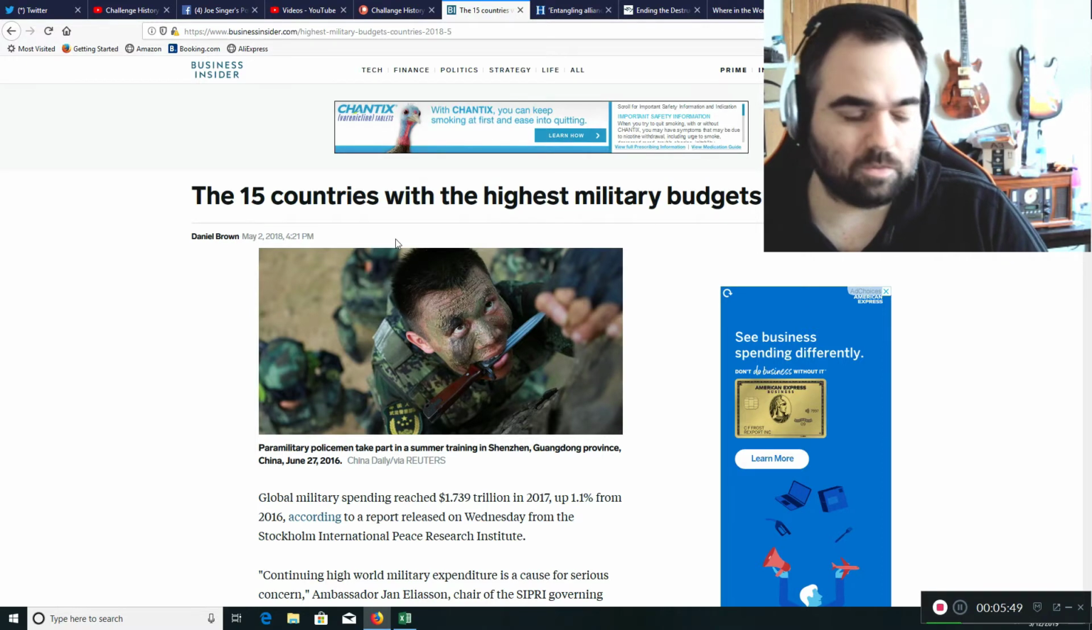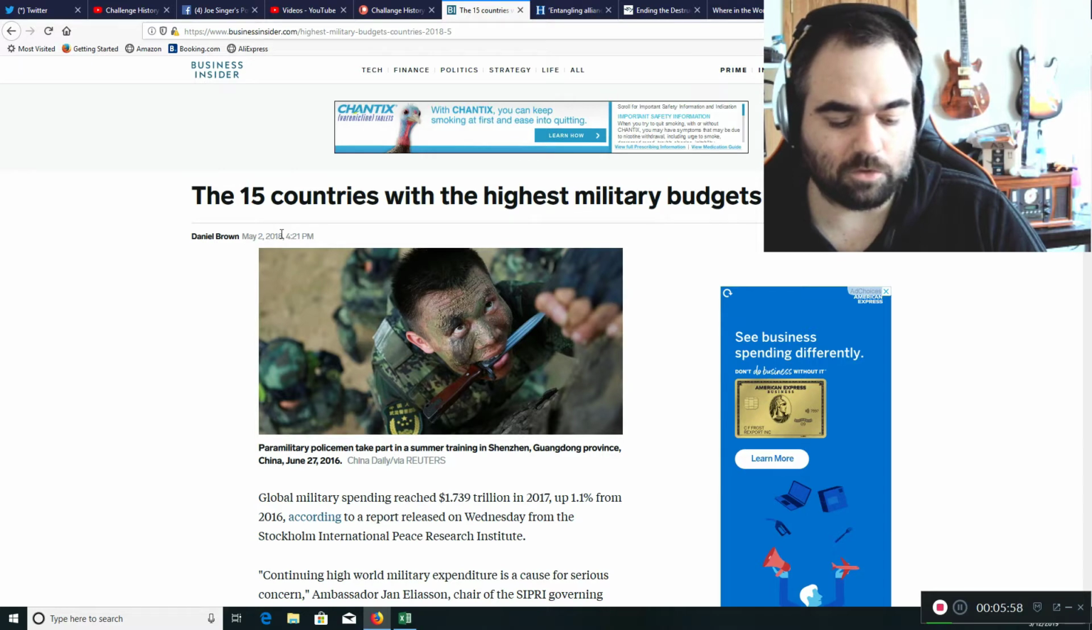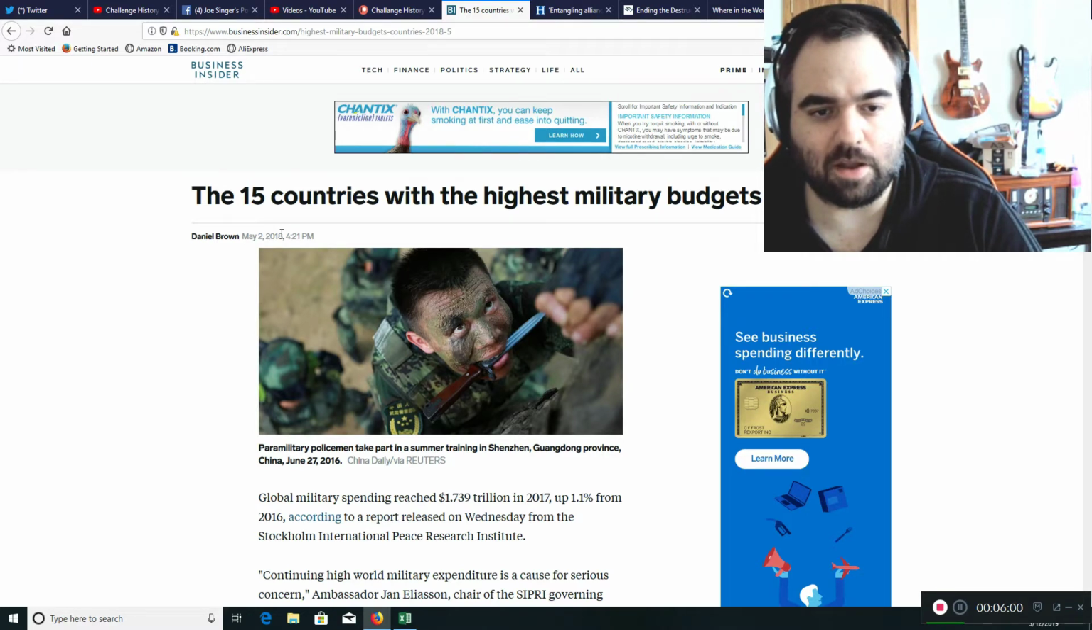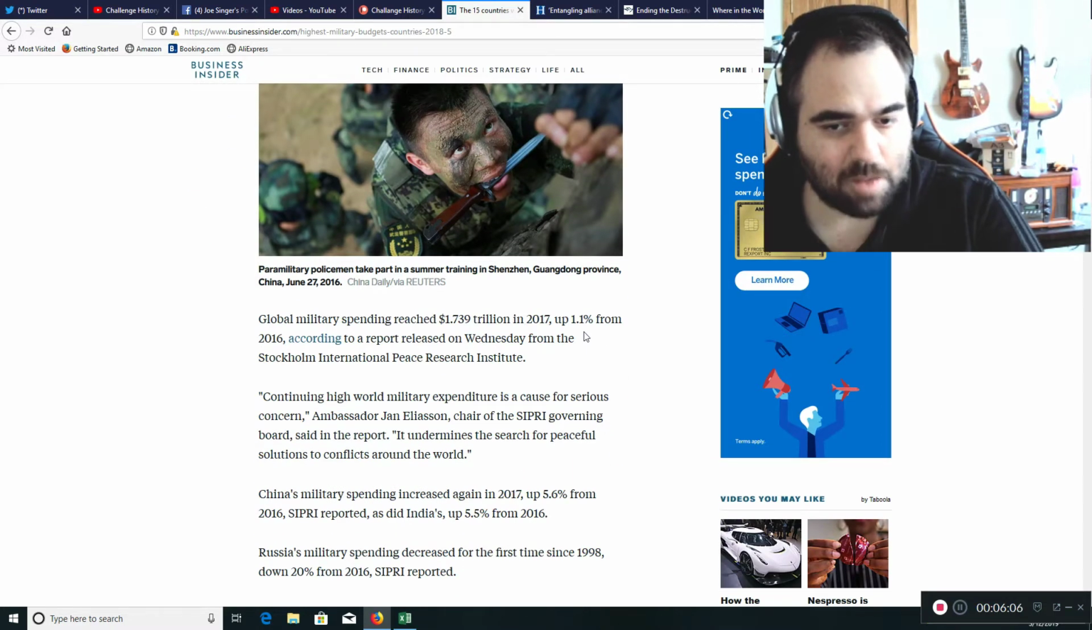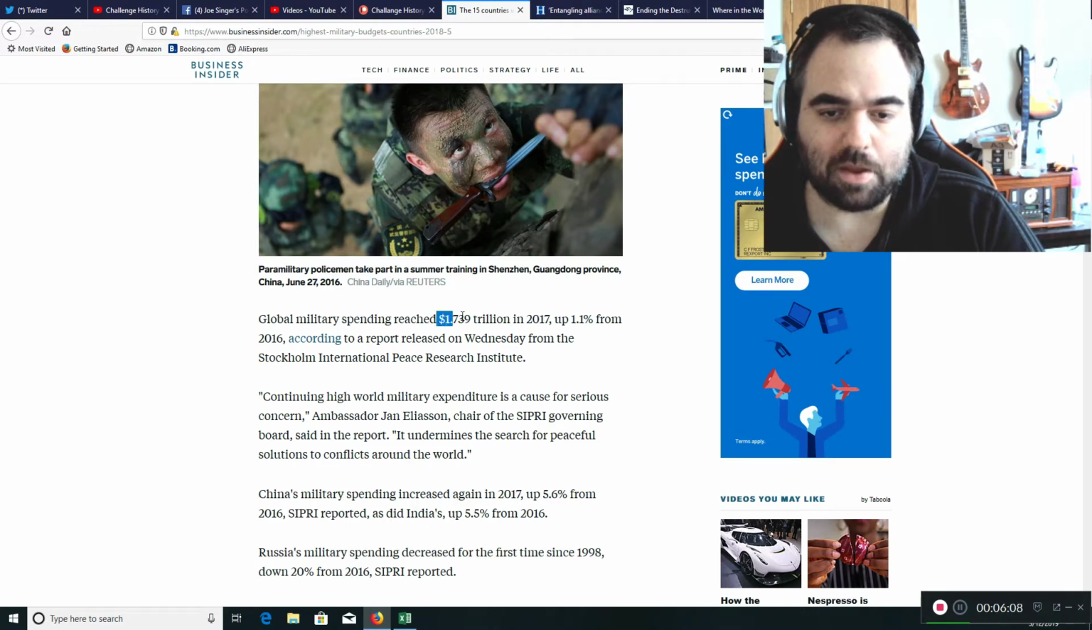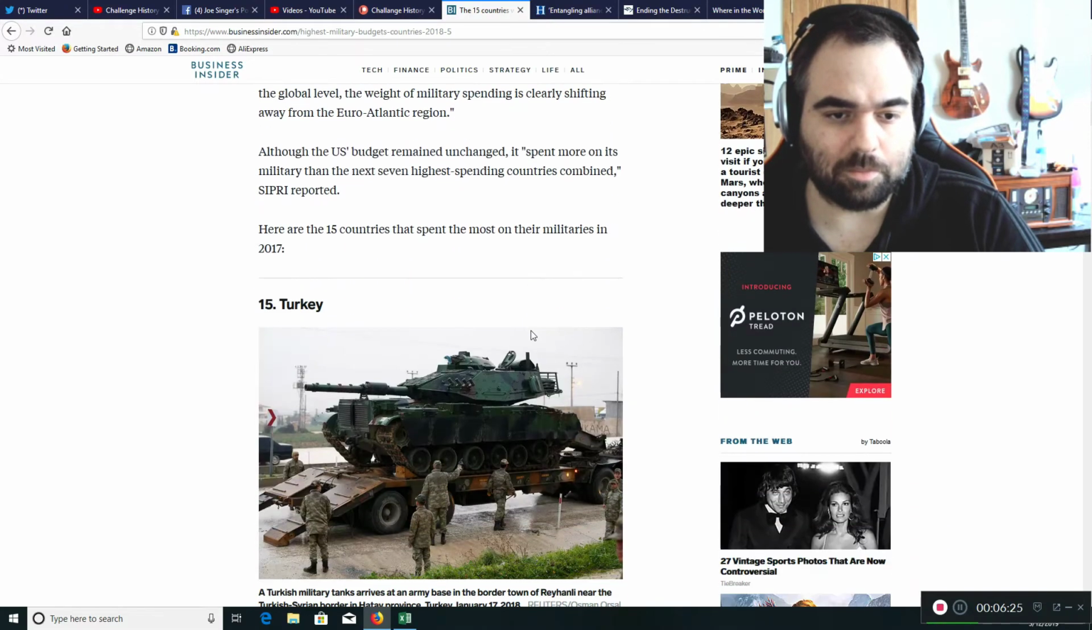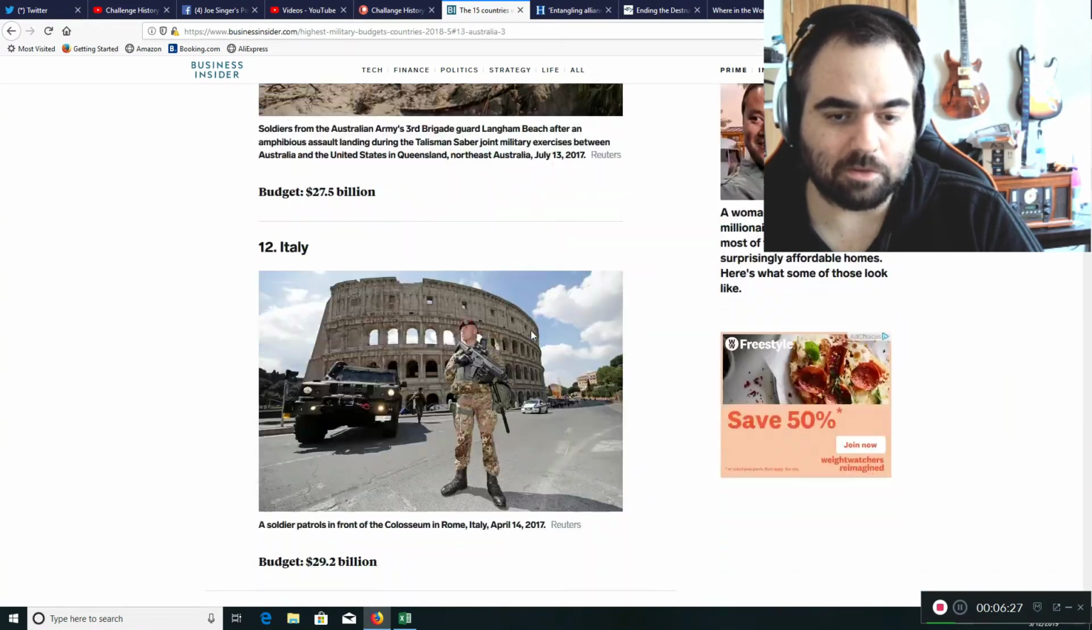Our last one was over $700 billion, and since then, Trump, on this newest one, has wanted an even higher raise to our military budget. Global military spending is at this point about $1.7 trillion. That was for 2017, and it was already up 1.1% from the previous year. So countries are spending their money on it.